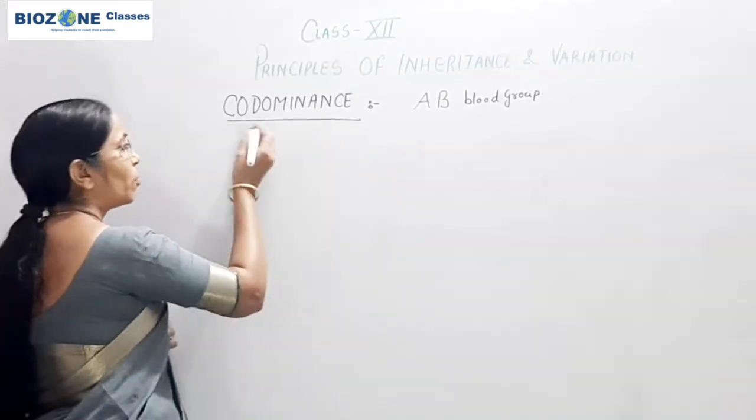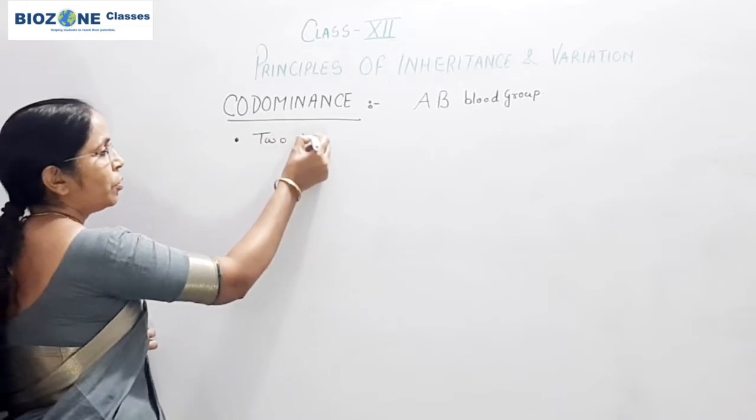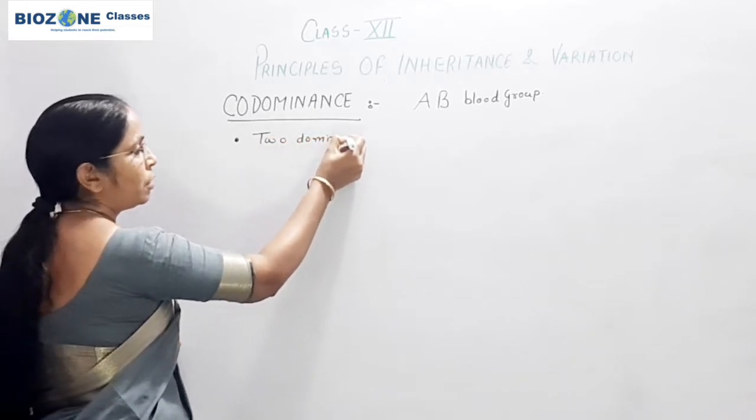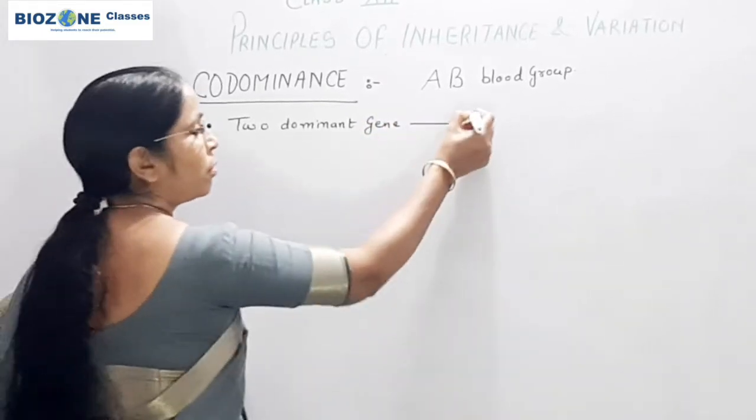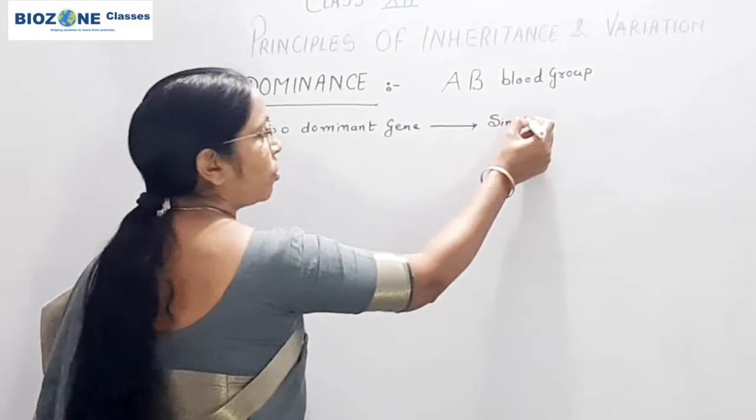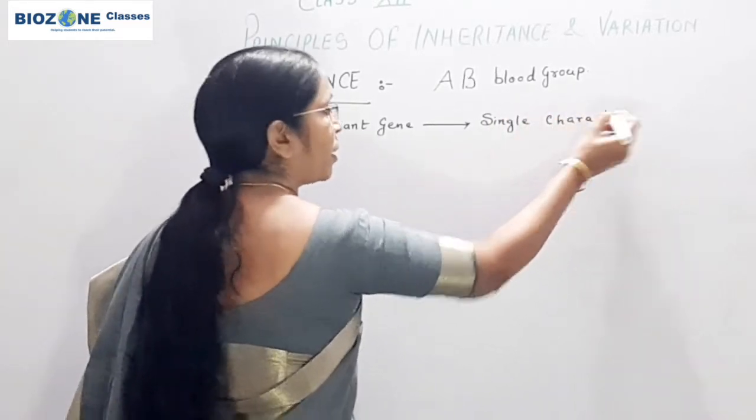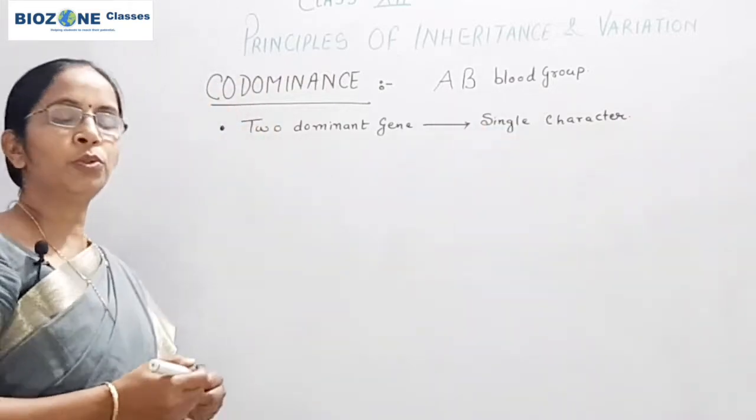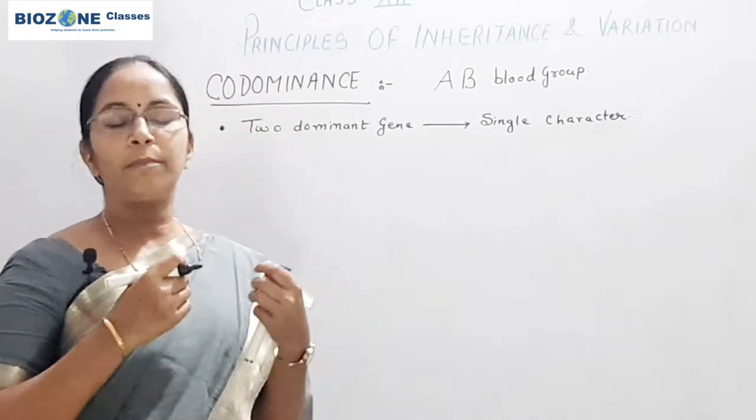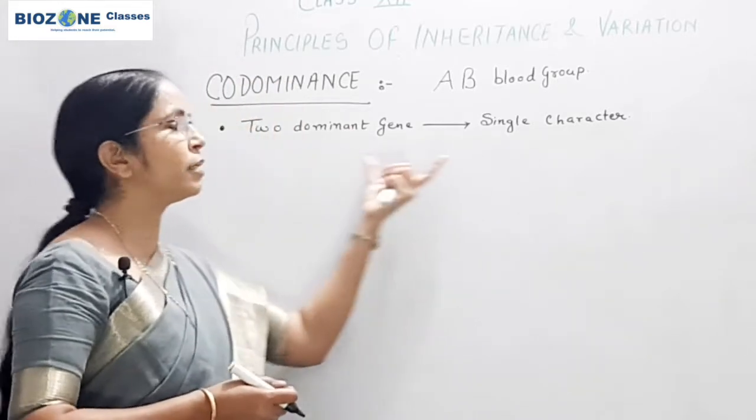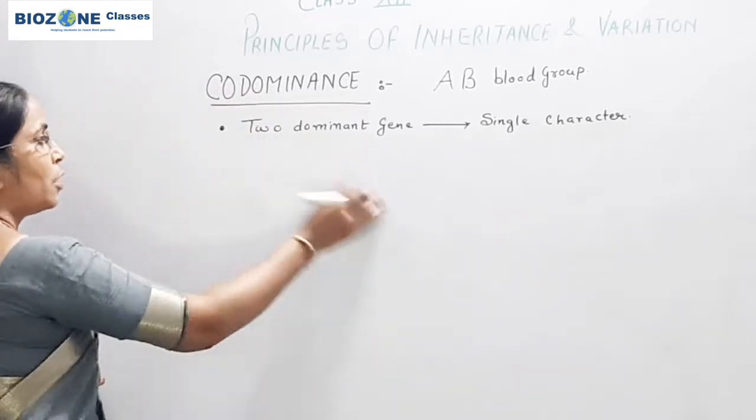Again, remember the phenomenon in which two dominant genes are required for a single trait or single character. Remember this part very well, because in the next sessions you study pleiotropy, multiple allelism and polygenic inheritance, so this part is important to avoid confusion. Here you study two dominant genes.